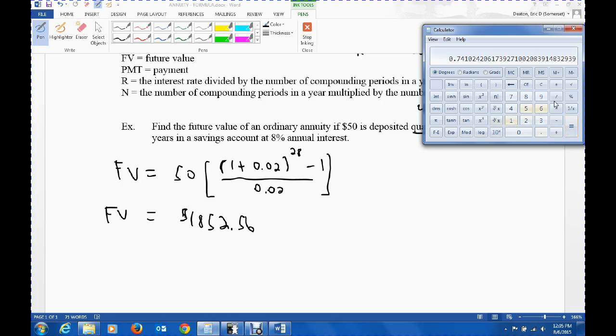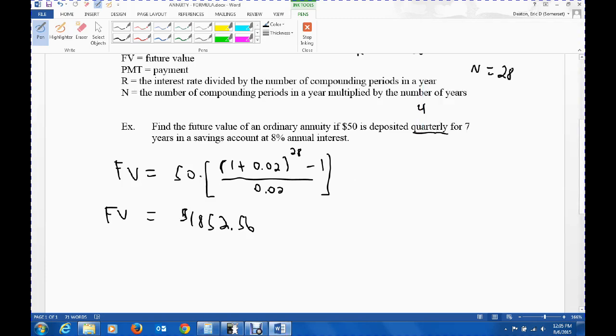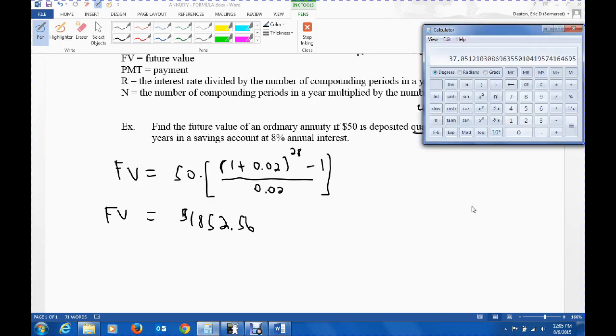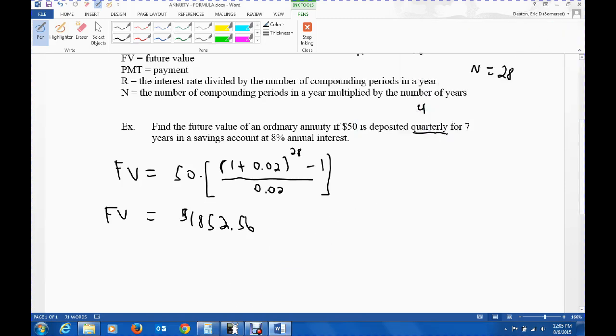I'm going to divide that by 0.02. And then the final thing to do is the times. That is multiplication, in case you're wondering. So I'm going to times that by 50. And we get the exact same answer. So either way you want to do it, it's fine. Just make sure that you do the steps correctly.